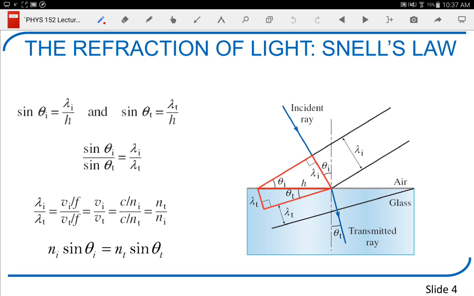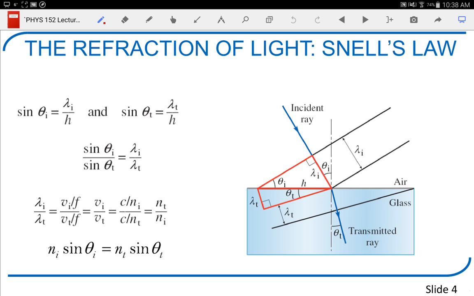From the surface normal to the incident ray. And how do we measure the angle of reflection? From the surface normal to the reflected ray. We have to do the same thing here.